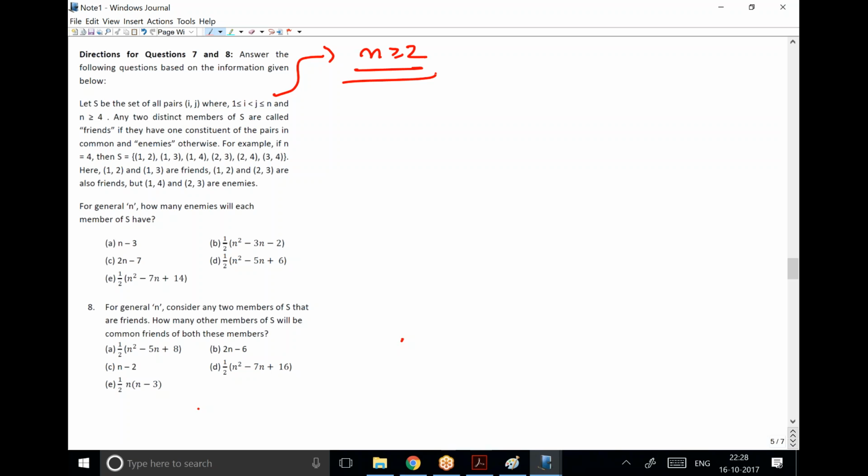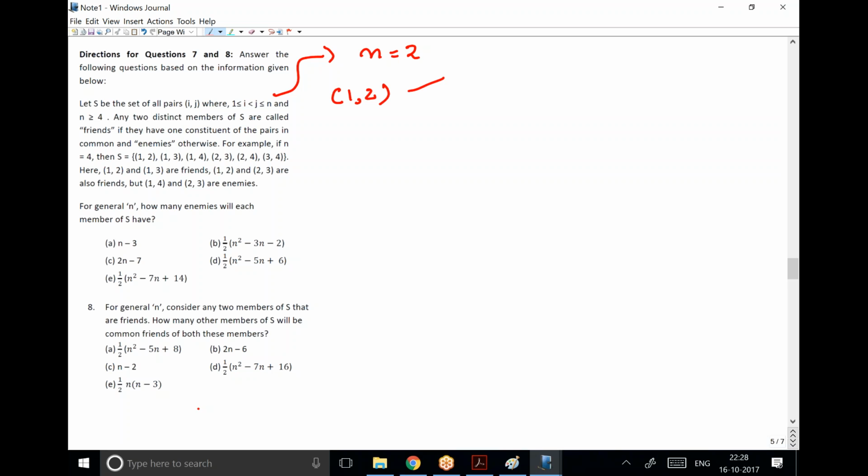Because I cannot take n greater than or equal to 0, because if I take 0, we know we cannot create even one pair, so we have to take n equal to 2 minimum. So if I take n equal to 2, we know the number of pairs is 2, 1 and 2.